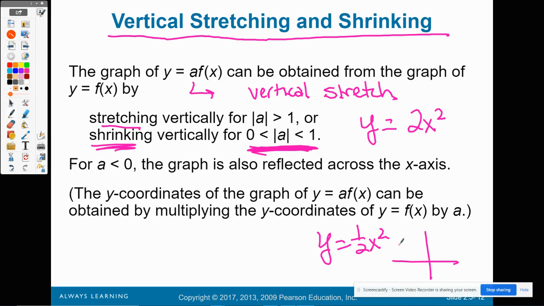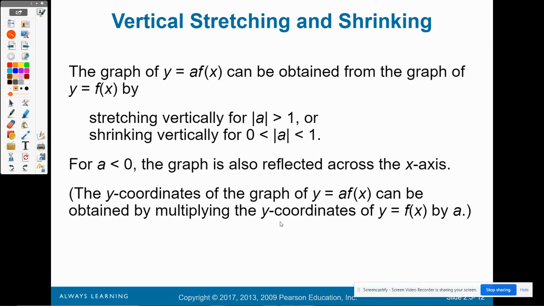So I want you to think about it from the top: if somebody was sitting on it, it would make it flatter. From the top, 2x² is skinnier, like somebody would be pulling it or stretching it. So vertical, from the top they're pulling, or from the top they're pushing.